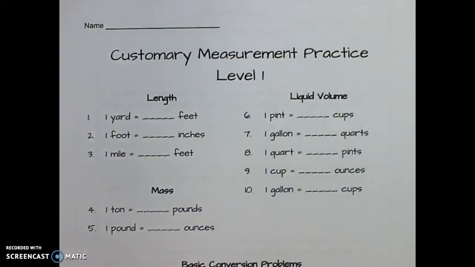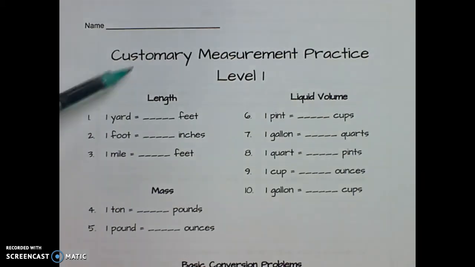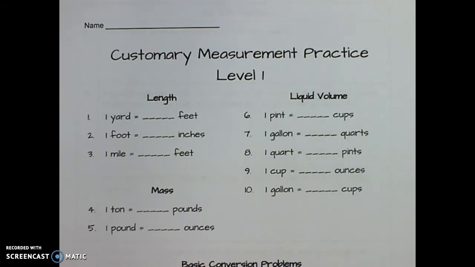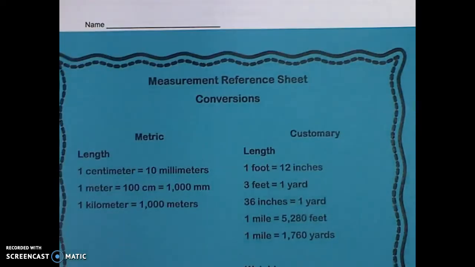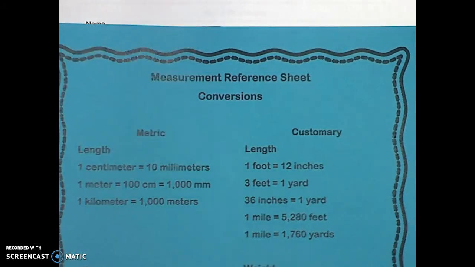Okay, hopefully you have your customary measurement practice paper in front of you. Notice it says name. Please write your name and number on your paper right now. I'll wait for you. Okay, great. Also make sure that you have your blue reference paper out, the measurement reference sheet. Great.